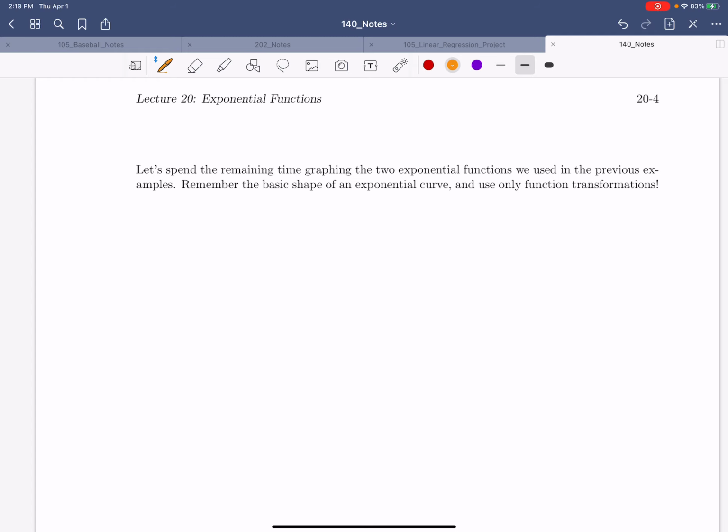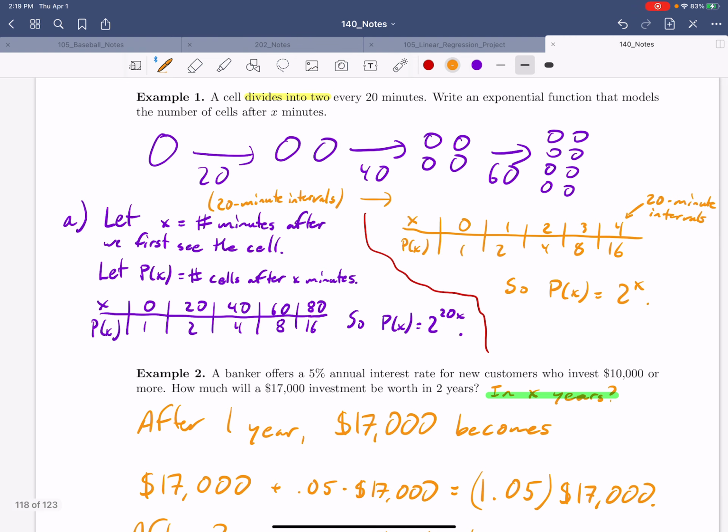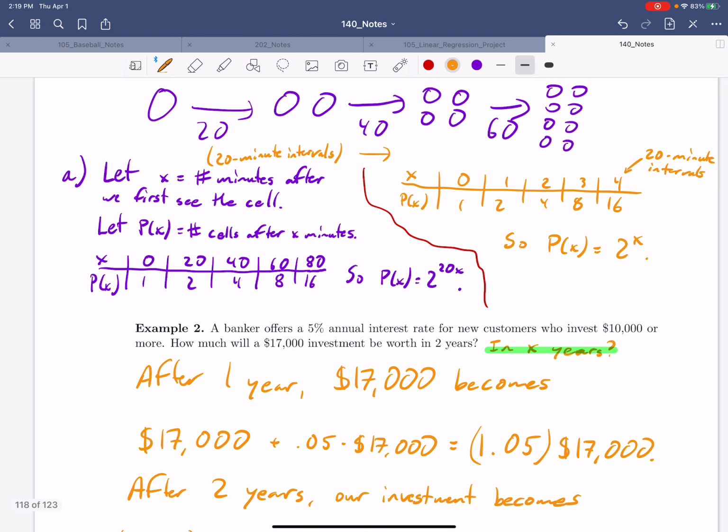Hey everyone, let's graph some exponential functions. They're going to be the two that we covered in class the other day when we introduced the notion of exponential curves. The first is going to be p of x equals 2 to the 20x. Sorry, 2 to the 20x.